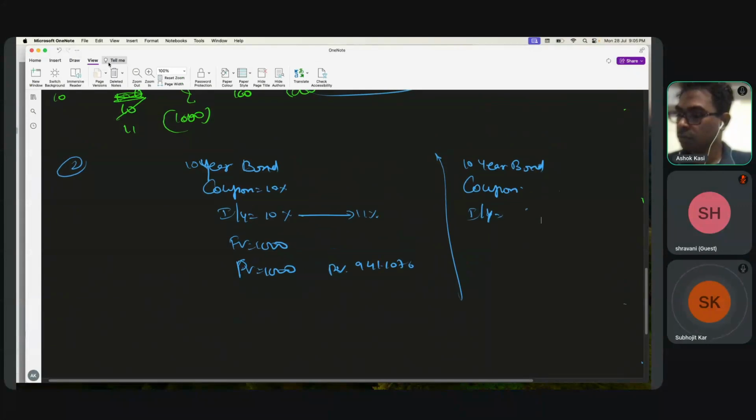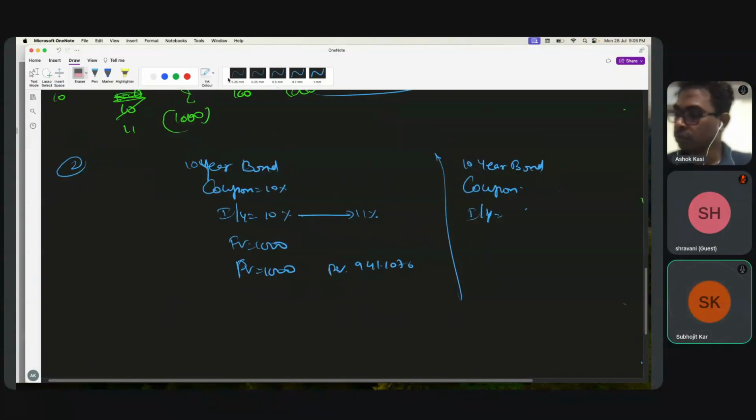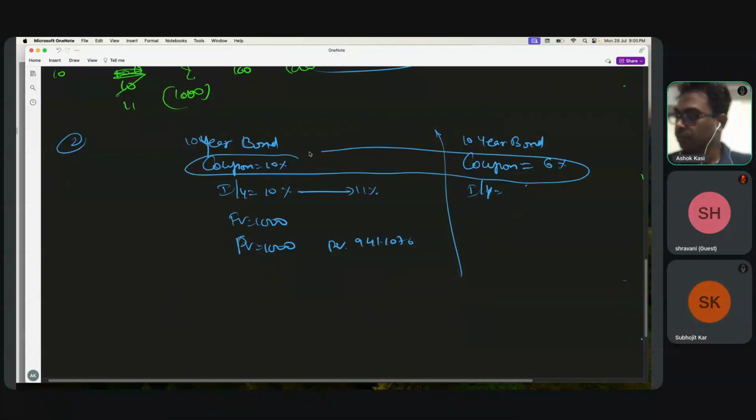But in the left one, the coupon was lower, right? The IY was 11%. No. We are not comparing IY to coupon. We are comparing coupon to coupon. So here, let's say it is 6 percentage. This is the only difference. Rest all are the same. So in the market, IY would be the same, 10 percentage, right? Here also, in the market, 10 percentage. And here also, interest rate goes up.